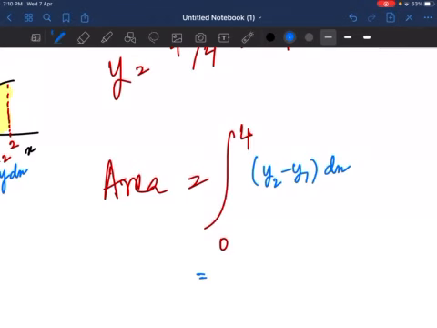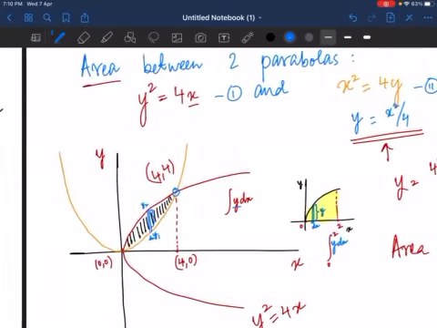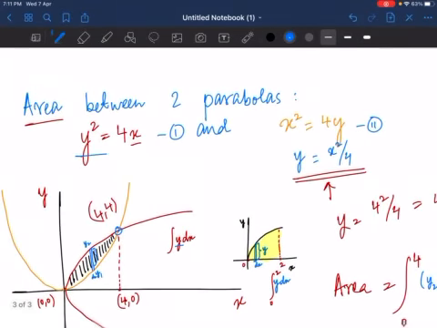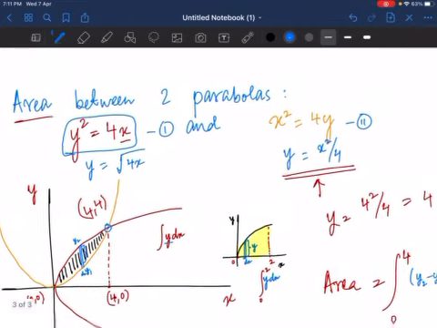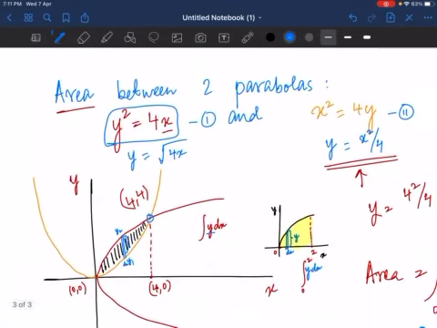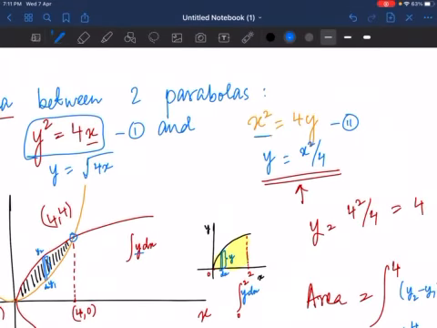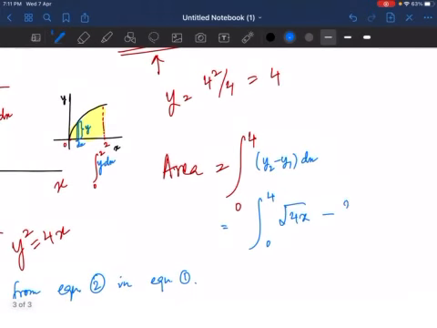So now what is y2? y2 is nothing but the red parabola, right? The red parabola means this parabola. So from here I will find the value of y. So y is equal to what? Root over 4x. So in place of y2, I am going to write root over 4x, minus, now y1 is what? y1 is the orange parabola. And where is the orange one? The orange one, we see that the y value is x square by 4. So in place of y1 I will write x square by 4, dx.